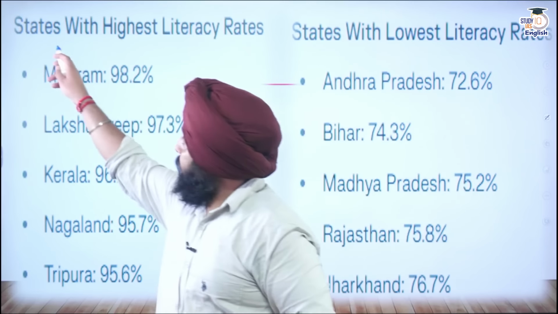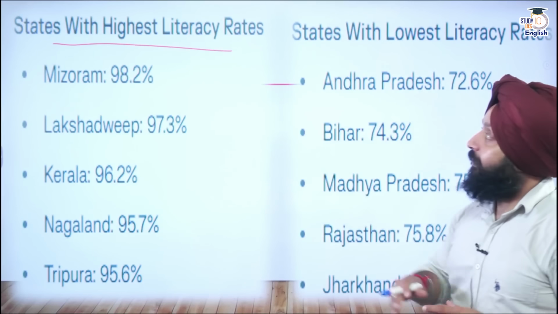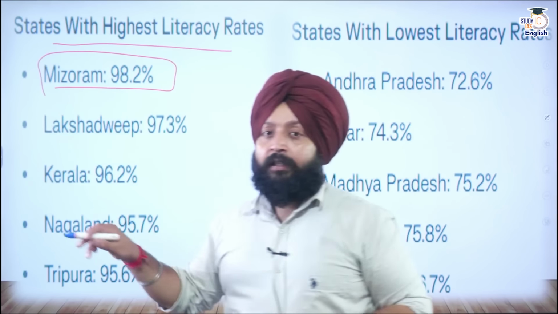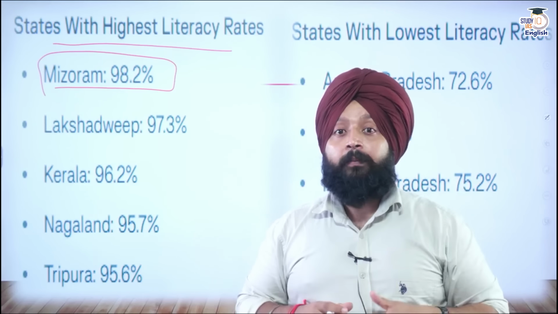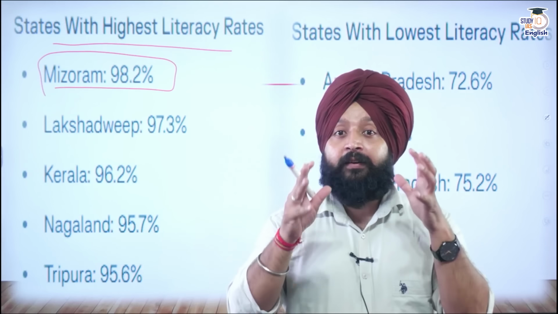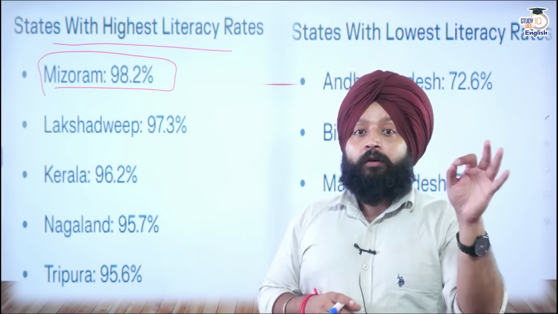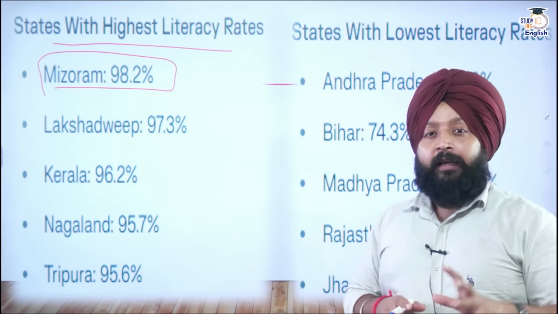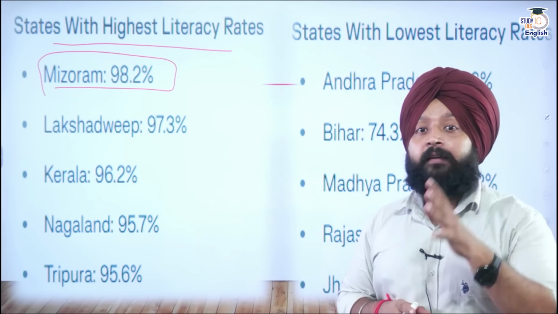Now, we're going to start with the states with the highest literacy rates. We'll see Mizoram. Obviously, it is very near to achieving cent percent literacy, at 98.2%. Now, it's a record. It has done a phenomenal job in ensuring that nearly all the people in the state are at least literate.